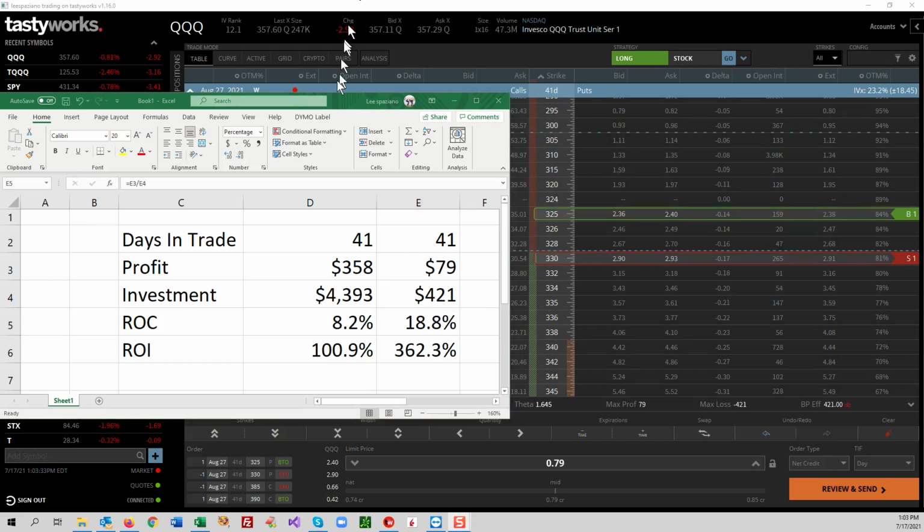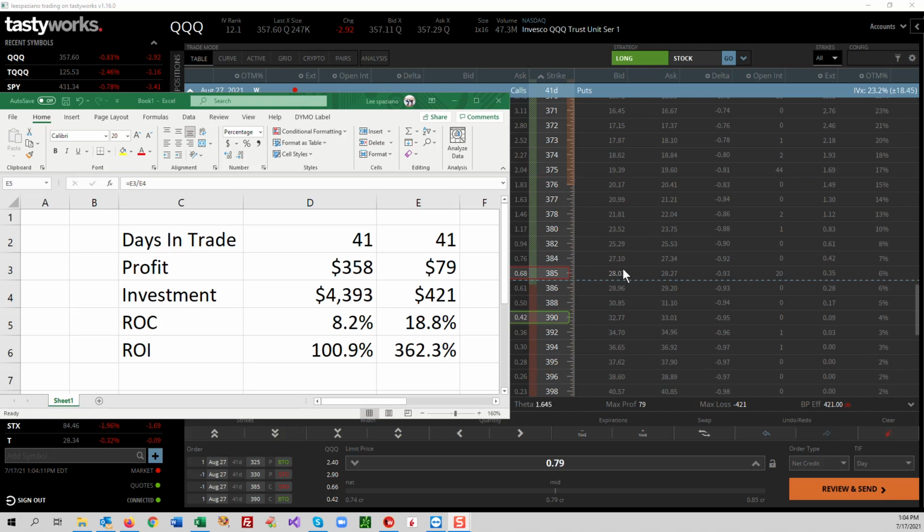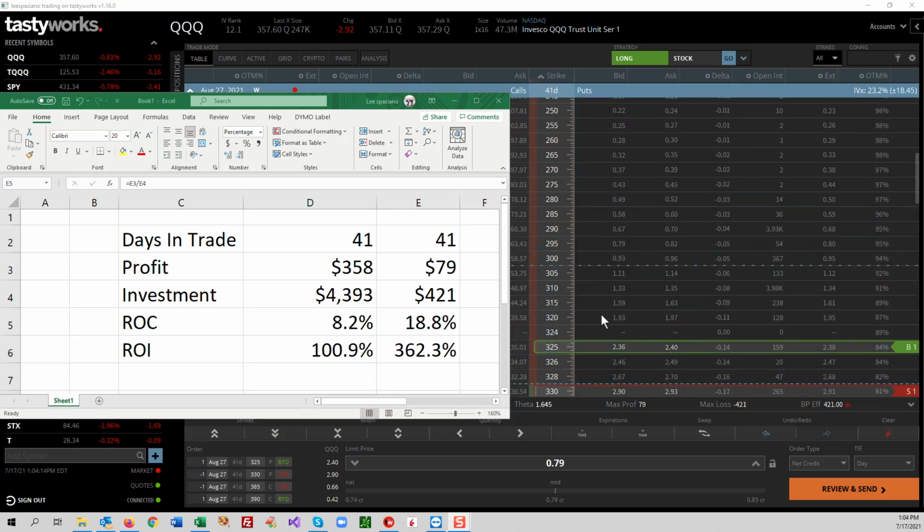Okay, so the obvious question here is, why would anybody ever do a strangle over an iron condor? If the iron condor is paying 362% ROI and the strangle is only paying 100% ROI, why would anybody consider the strangle above the iron condor? And it has to do with risk, and it also has to do with portfolio allocation. If you look at this, if the QQQ falls below 325 and you have an iron condor, you lose 100% of that trade. Or even if it goes up above 390, you've lost 100% of that trade.